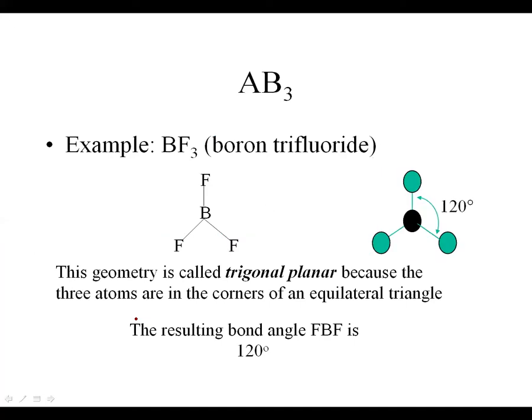The next one that you have is something like BF3. And in BF3, if we look at the central atom, the central atom has 1, 2, and 3 electron pairs. And it also has 1, 2, and 3 bonds. So something with 3 electron pairs, the electron pair geometry is what is known as trigonal planar. And the molecular geometry is also known as trigonal planar.